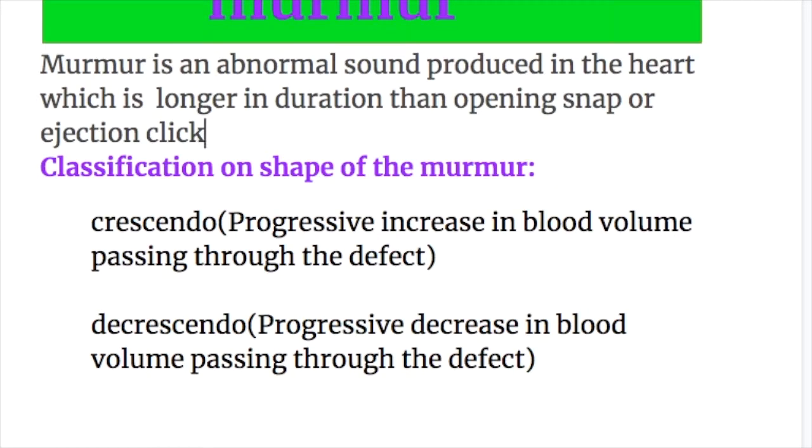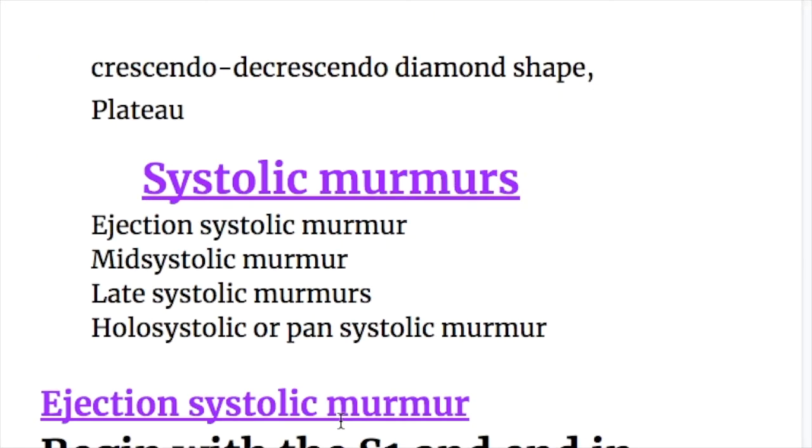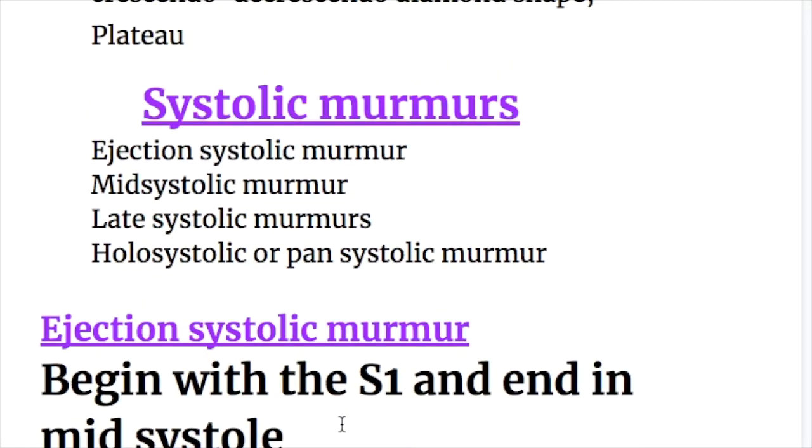A murmur may be systolic or diastolic, or according to the shape, it may be crescendo, where there is progressive increase in blood volume passing through the defect, decrescendo, where there is progressive decrease in blood volume passing through the defect, or a combined crescendo and decrescendo, or a diamond-shaped murmur, or a plateau with the same intensity. So let's discuss the systolic murmurs. A systolic murmur may be ejection systolic murmur, mid-systolic, late systolic, or holosystolic or pan-systolic murmur.